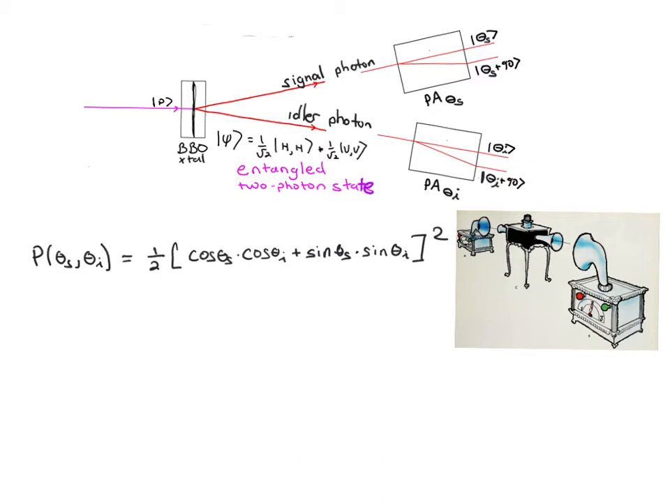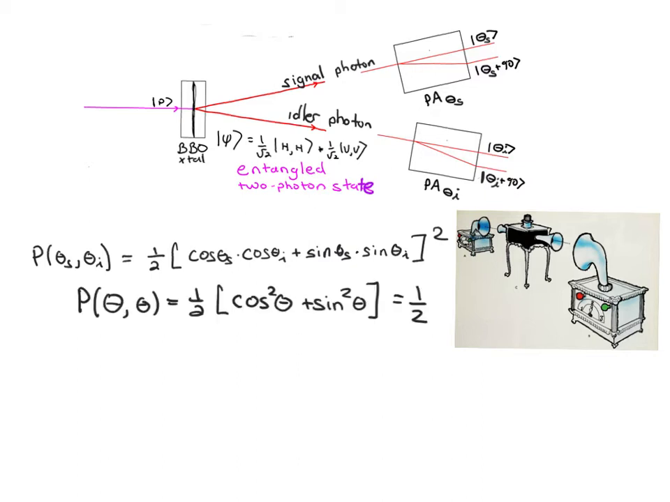And in this story here, that corresponds to both of these detectors being set to the same switch. And so what do we get? Well, we just plug in theta sub s is equal to theta sub I equal to some angle, which we'll just call theta. And what do we get?